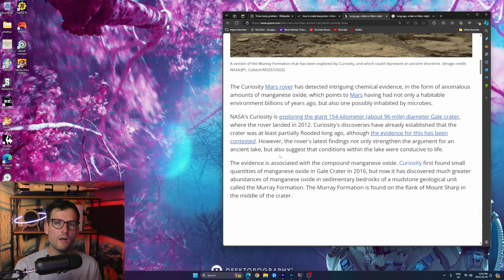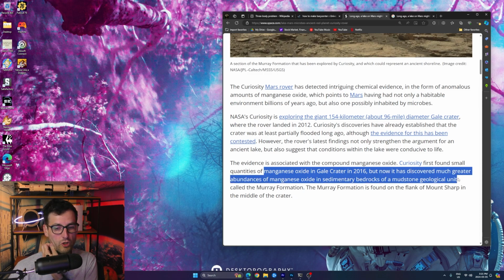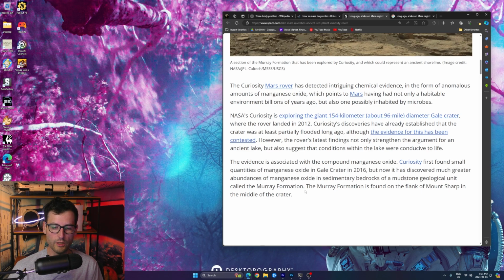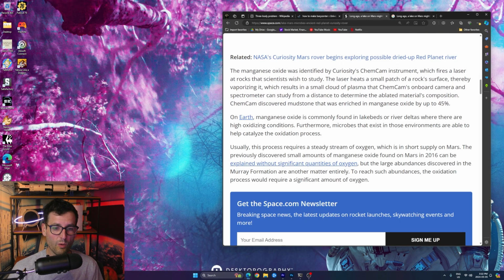So here's why manganese oxide is so important for the signs of life. Here we go. The evidence is associated with the compound manganese oxide. Curiosity first found small quantities of manganese oxide in the Gale crater in 2006, but it's now discovered much greater abundances of manganese oxide in sedimentary bedrock of mudstone called the Murray Formation. The reason that this is so important, we can see, is right here.